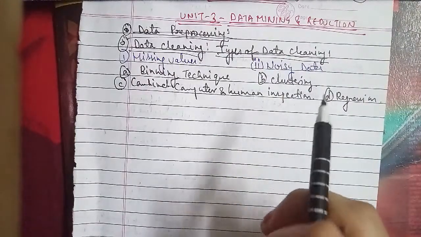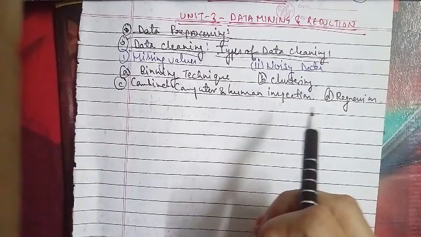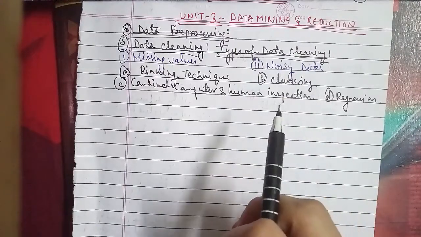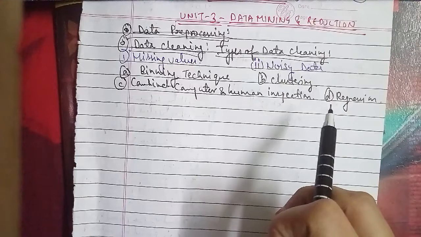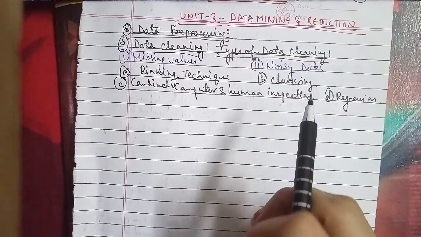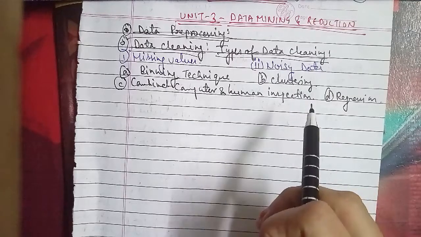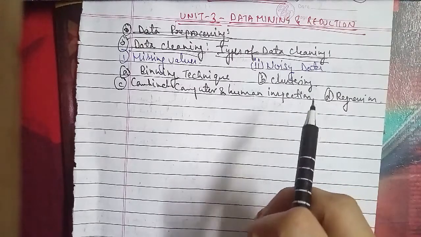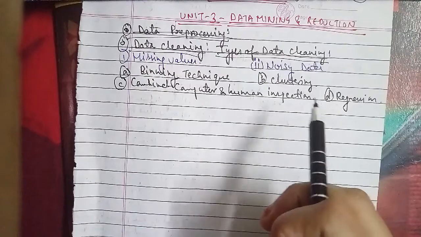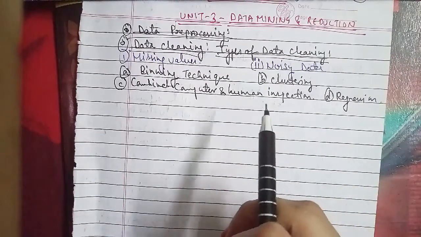Talking about the third one. The first we had talked about was missing values, the second was noisy data, and the third is inconsistent data.